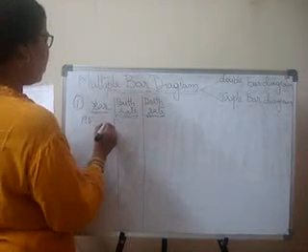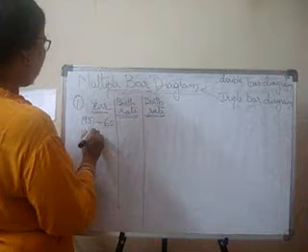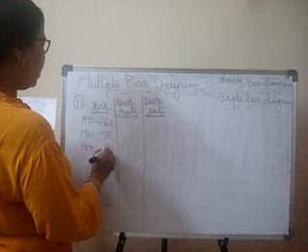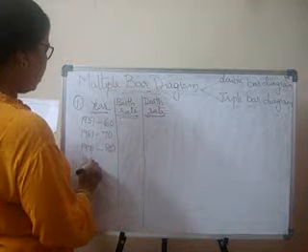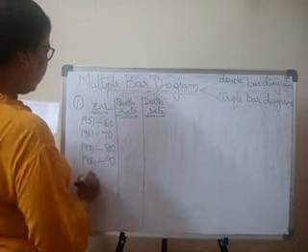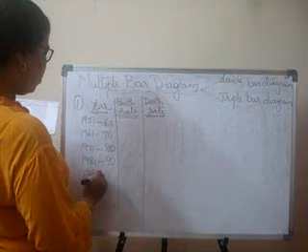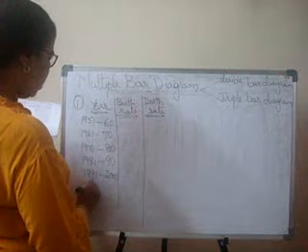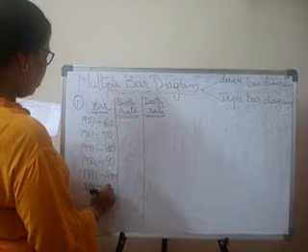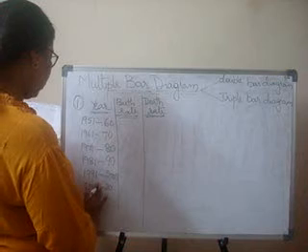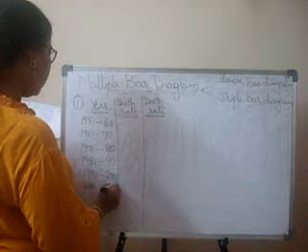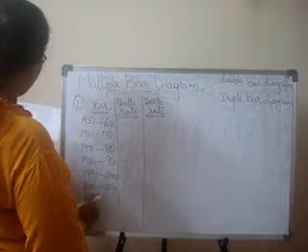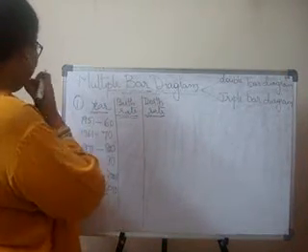1951 to 60, 1961 to 70, 1971 to 80, 1981 to 90, 1991 to 2000, 2001 to 2010, 2011. That's all.